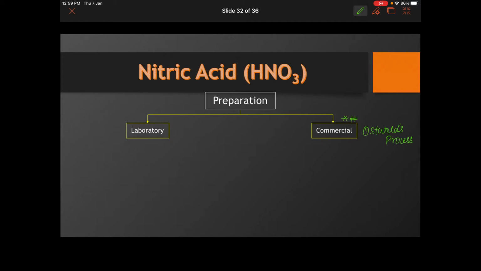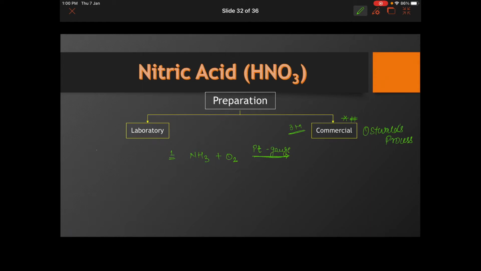In this commercial preparation, a 3-marker question comes up, simply saying, write down the equations involved in the manufacture of nitric acid or equations involved in Ostwald's process. So just do it step by step. Step number 1: ammonia is reacted with oxygen. You need to remember that this is a very slow process, so we need a catalyst, and that catalyst is platinum gauge.